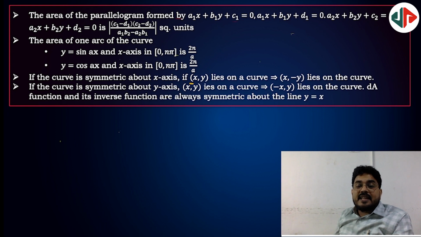Symmetry means if x comma y lies on the curve, automatically x comma minus y also lies on it, because it is symmetric about the x-axis. Symmetric about the y-axis means for every x comma y, minus x comma y also lies on the curve.